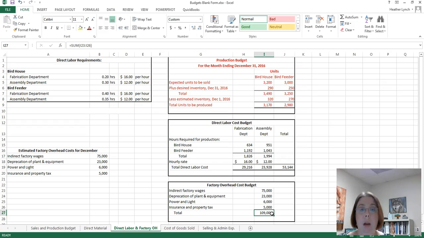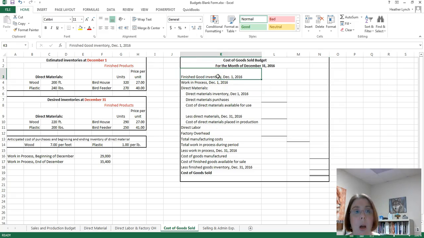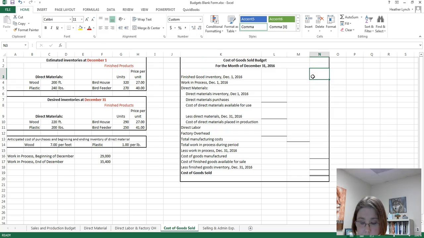Okay, so next what we want to do is the cost of goods sold budget. This should be very familiar. We've dealt with this in the first couple of chapters. So now we need to bring it together. So our finished goods inventory as of December 1st, 2016. Now we're looking at the finished products here as of December 1st, and we're also going to look at the finished products here for December 31st. But let's tackle the finished goods inventory December 1st.